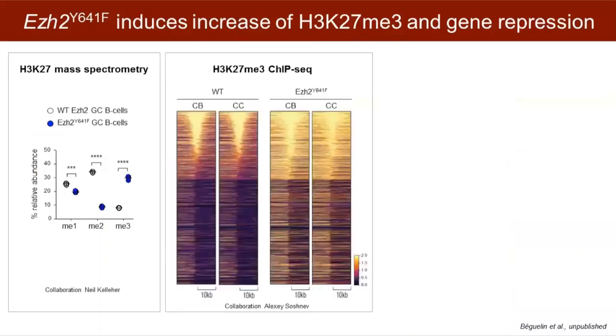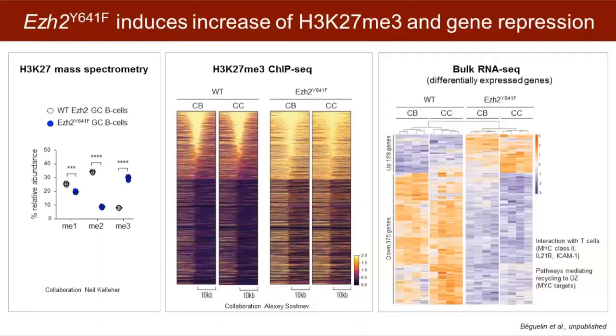ChIP-seq experiments in purified centroblasts and centrocytes consistently show the huge gain and spreading of H3K27 trimethylation in mutant EZH2. And as expected, most differentially expressed genes were downregulated in mutant EZH2 centroblasts and centrocytes. Among them, we found genes encoding for proteins involved in interaction with T cells like MHC class II, IL-21 receptor, ICAM1, and the pathways that mediate recycling of centrocytes back to the dark zone, including some MYC target genes.